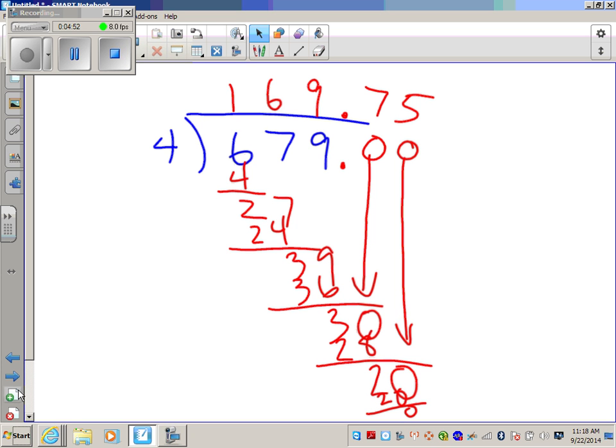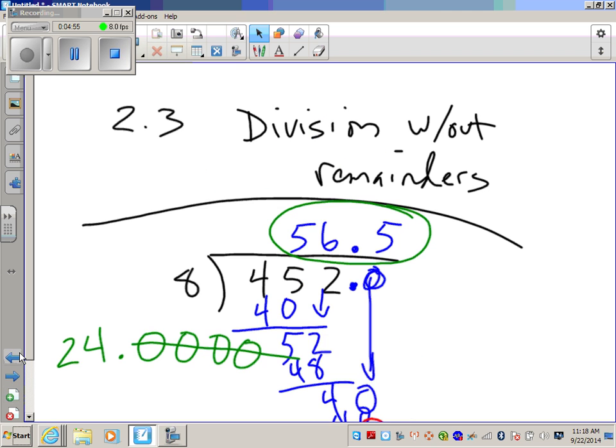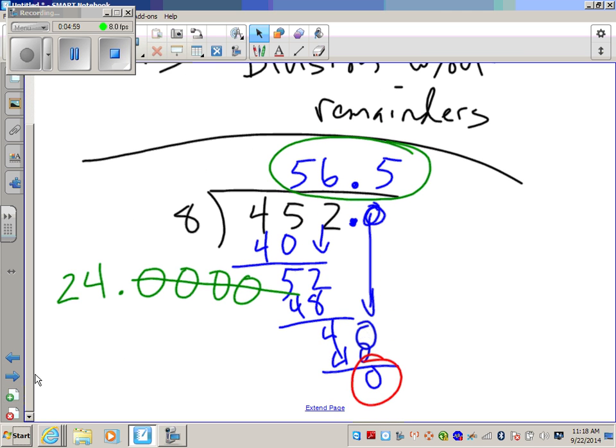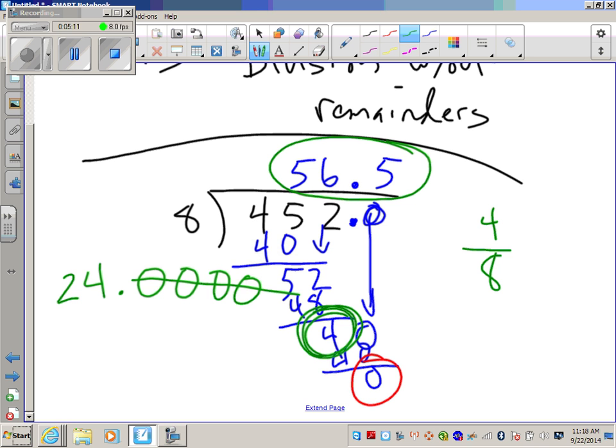Okay? I want you to look at something that we did in the last 2 examples. Here is where I would have had my remainder. The remainder would have been a 4 divided by 8. What's the relationship from that remainder 4 when dividing by 8? What is that equal to?